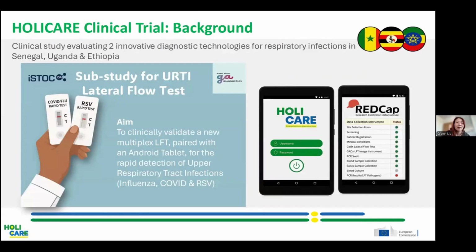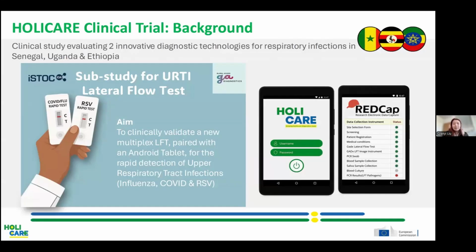So first of all, in terms of background, the HoliCare clinical study that's currently happening in 3 sub-Saharan African countries, Senegal, Uganda, and Ethiopia, aims to evaluate 2 innovative diagnostic tests for upper and lower respiratory tract infections. And one of the sub-studies, sub-study 1, evaluates a set of lateral flow tests designed by GADx, the company that I work at. It detects flu, COVID, and RSV on 2 separate strips.